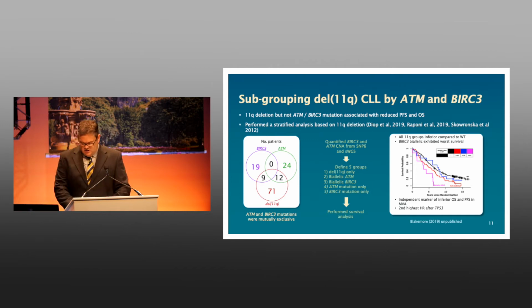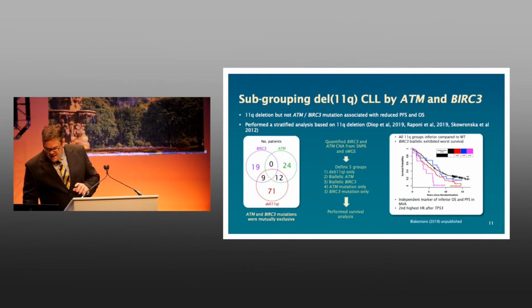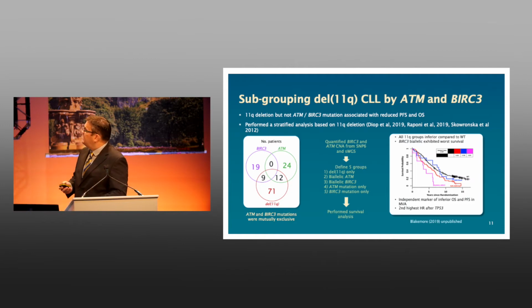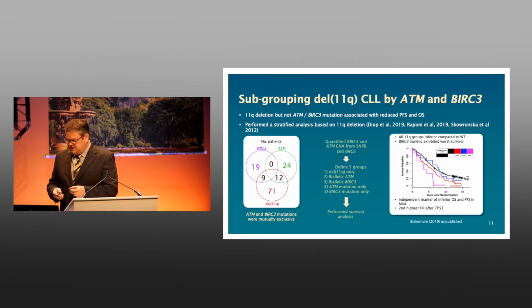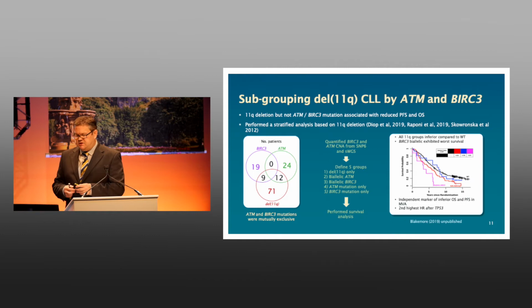So we quantified the copy number status of BRCA3 and ATM, and we defined 5 subgroups for clinical analysis. Take-home message: if you have loss of the FISH probe for ATM, then you have poor survival compared to wild type, but it was BRCA3 biallelic loss and mutation that conferred the worst survival in our subgroup. And indeed, in a model that accounts for the confounding nature of the variables, the biomarkers in CLL, then BRCA3 loss and mutation was the second most important biomarker in that study. So I think there's a lot of evidence now that BRCA3 biallelic inactivation is quite an important subgroup of CLL.